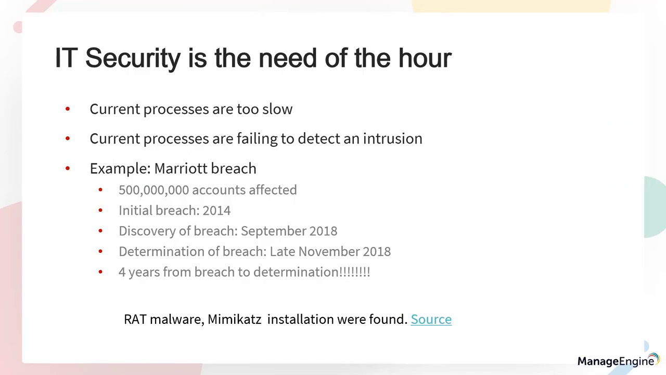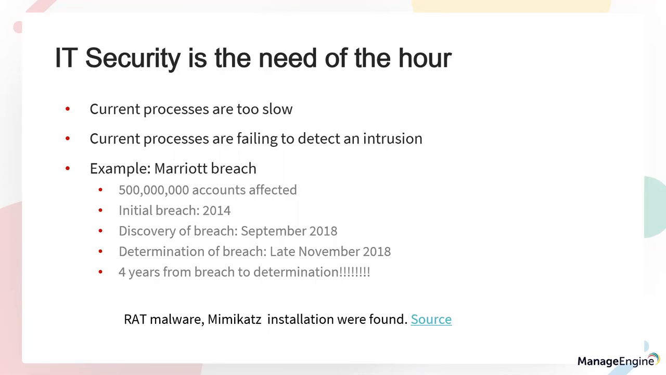This is the Marriott breach, which happened across the globe, though it panned out in the US. 2014 is when the attack happened, and the world got to know about it. In fact, Marriott got to know about it in 2018. Four years is a lot of time. So an attacker could potentially do anything and everything with that given time, right?